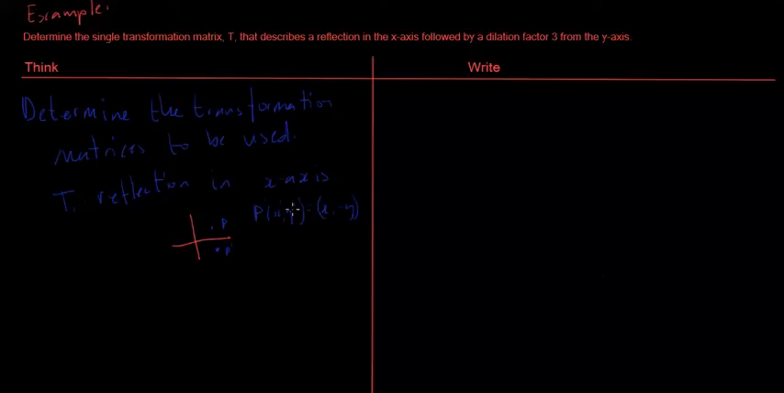Alright, so the x in the x dashed is the same, but the y in the y dash is equal to the negative y value. So if it's a negative y value, the matrix that we need to come up with has to have the same x value but a negative y value.